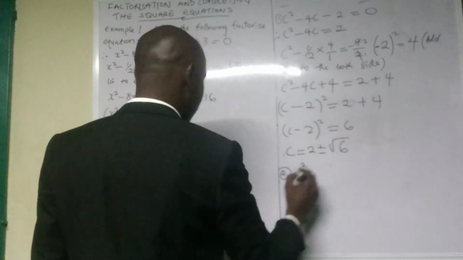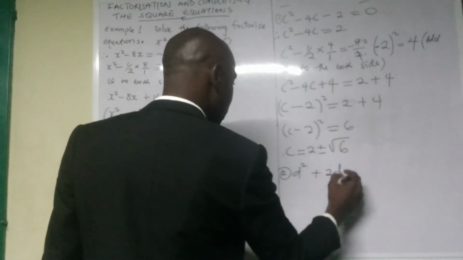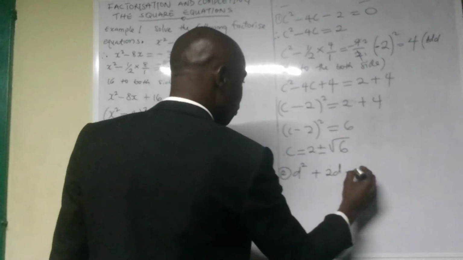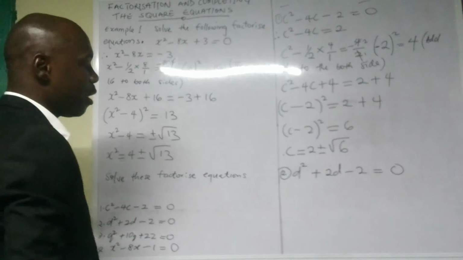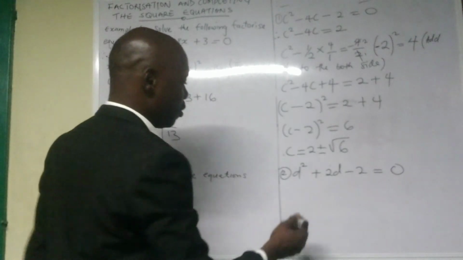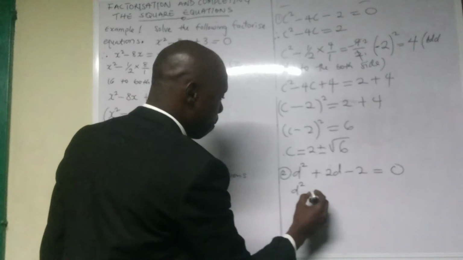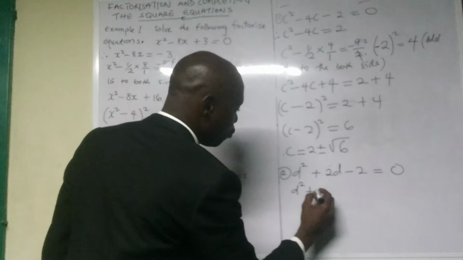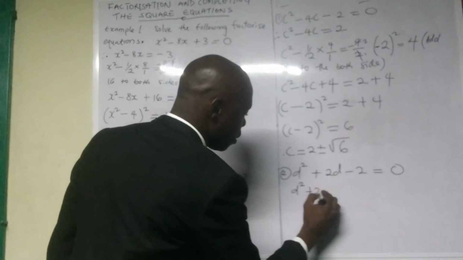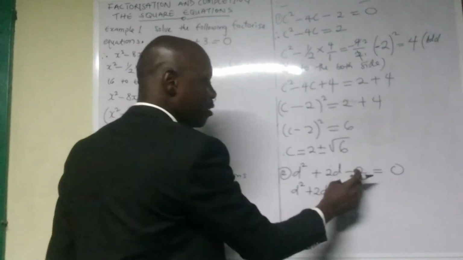d squared plus 2d minus 2 equals 0. So from here now, like what we did the other time, d squared plus 2d equals 2. We transfer this one to this side.